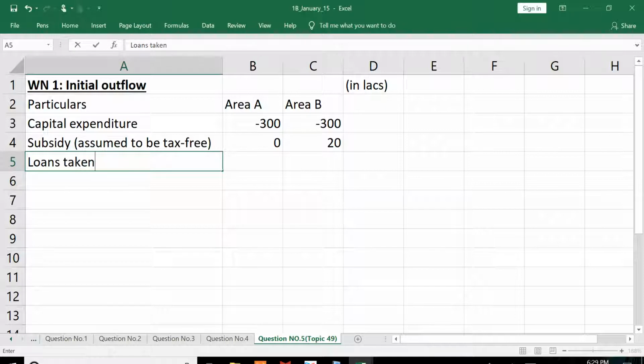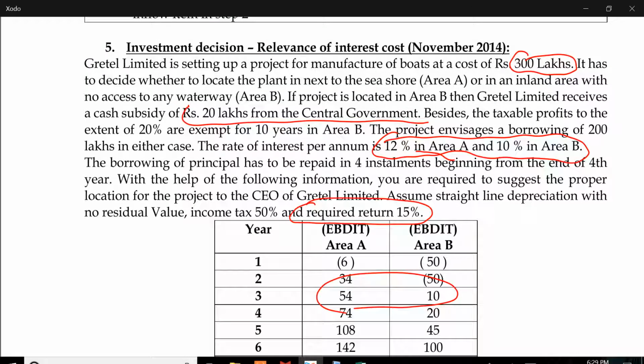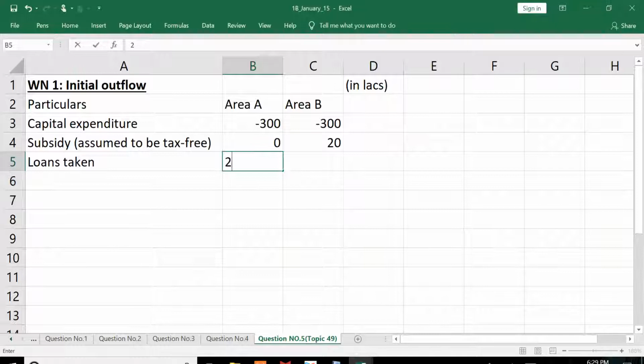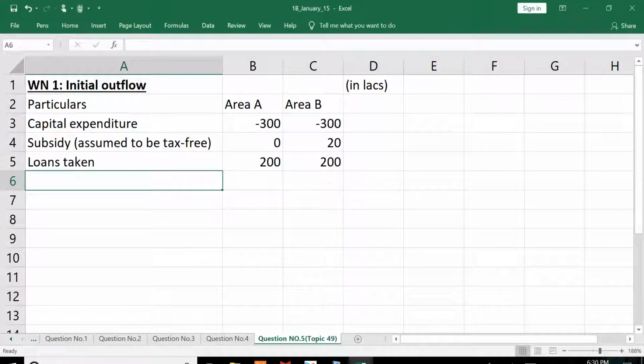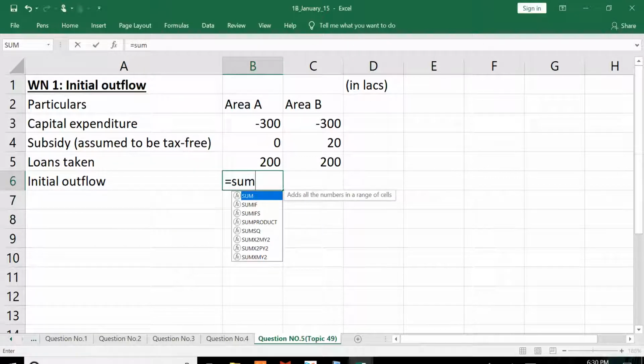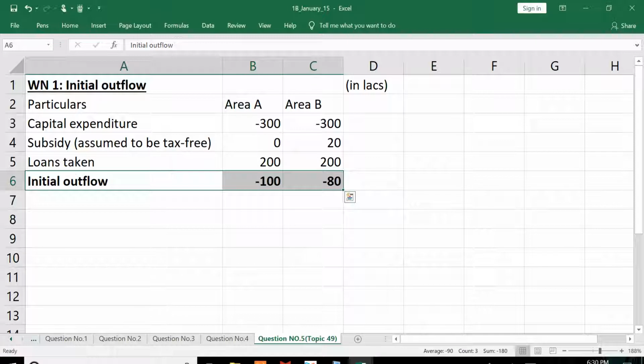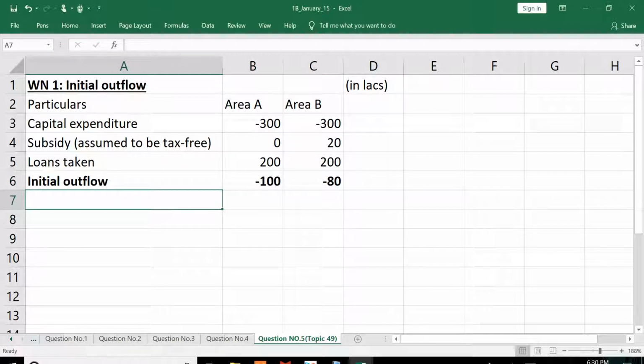Loans taken, this is an inflow. How much is the loan they are taking? 200. Loans taken 200. We will ignore loans taken normally. Initial outflow: from the equity shareholders' point of view, outflow is only 100 lakhs and 80 lakhs. From their pocket, only 100 lakhs and 80 lakhs goes.